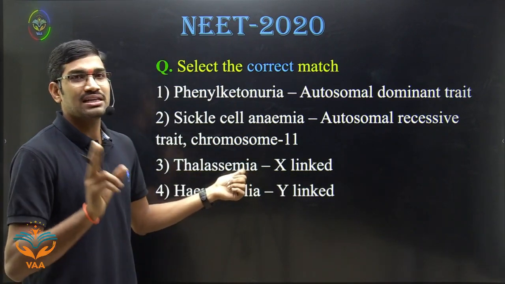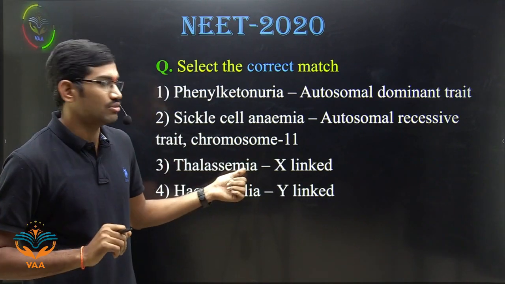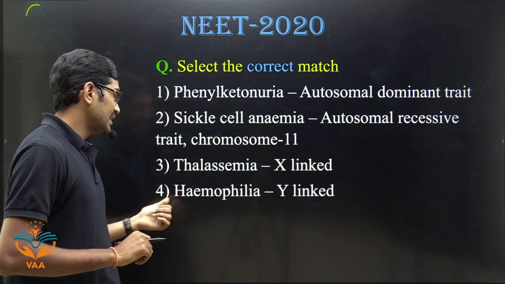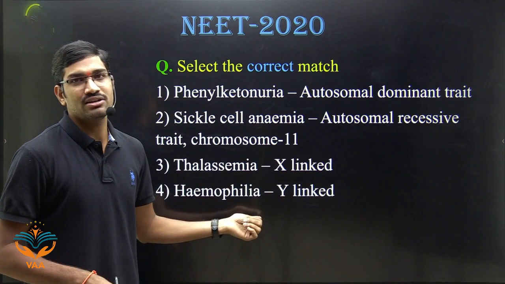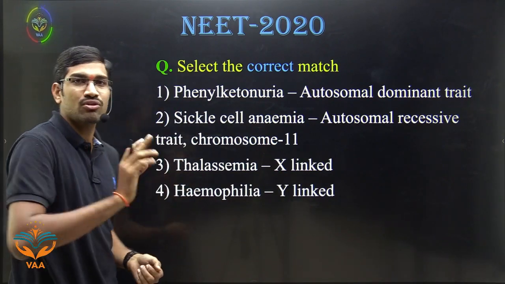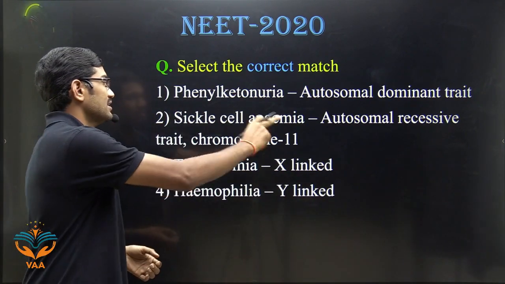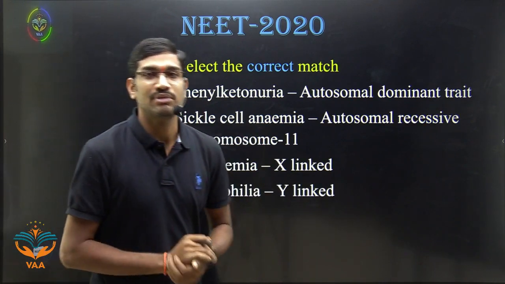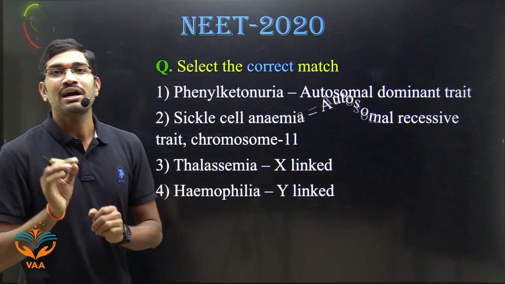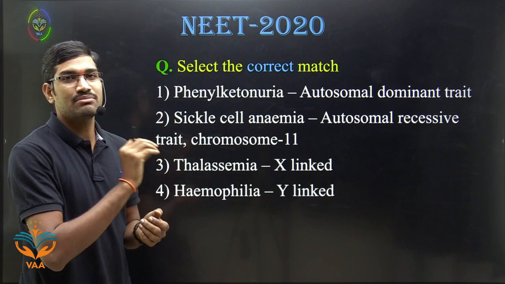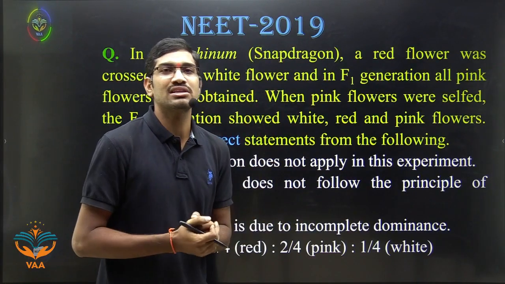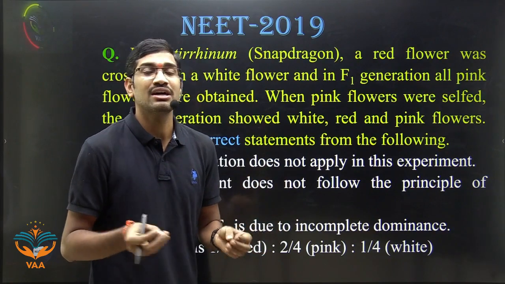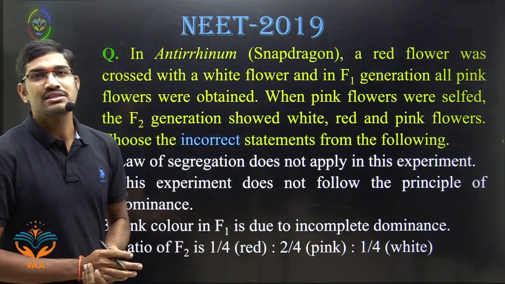Next one, thalassemia. Thalassemia is due to autosomal recessive, but they gave X-linked. And here hemophilia is X-linked recessive, but here they gave Y-linked. So here 1, 3 and 4 are incorrectly matched, whereas option 2 is correctly matched. So the answer for this is option 2. These are some important points so that we can easily remember all these things. There are many chances for asking questions on these simple concepts.